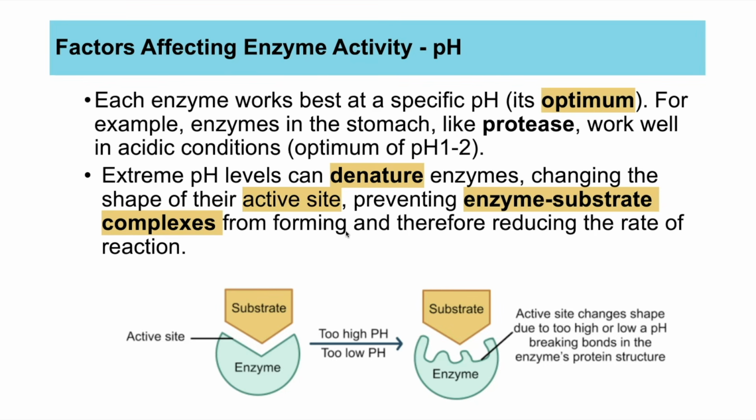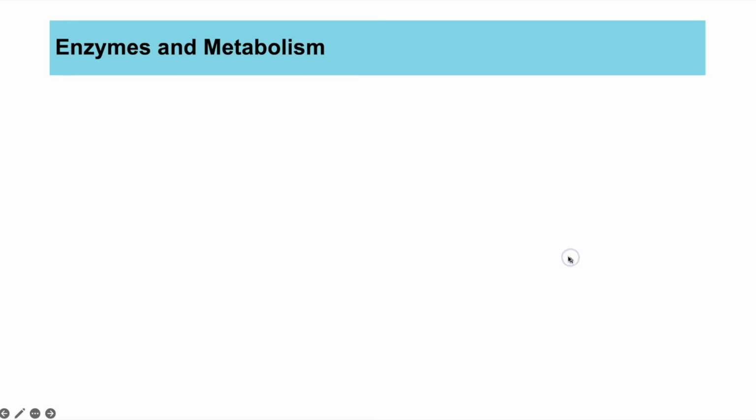But then the enzymes that you find in the small intestines work at about pH 8, so they have an optimum pH of 8. So whatever the optimum is, if the pH is either too high, meaning it's too alkaline, or too low, meaning it's too acidic, that causes the enzyme to denature as well. So it also causes the enzyme to change shape, changing the shape of the active site, preventing enzyme substrate complexes, and therefore reducing the rate of reaction.